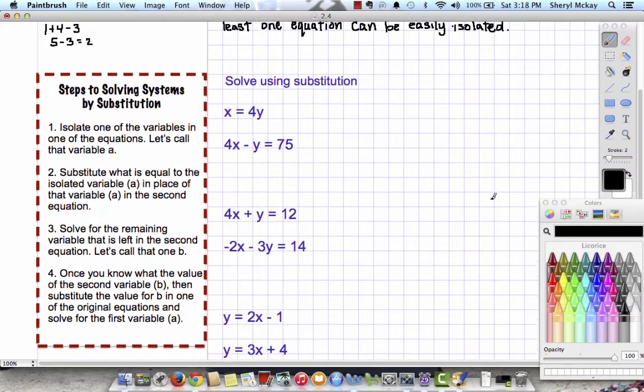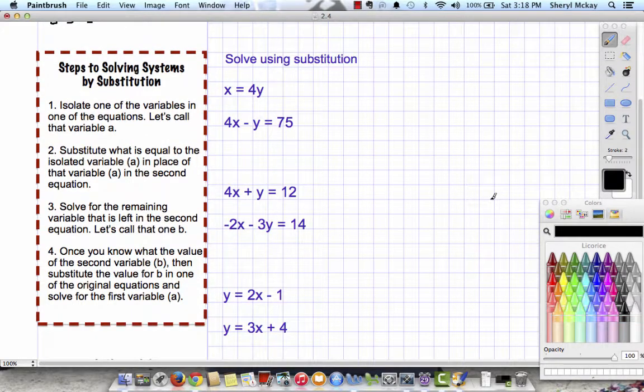Look over on the left-hand side where it says steps to solving systems by substitution. Now, this has lots of words and it's hard to explain. It's better just to see it, but I want you to be able to have these steps so that you can review them. The first thing you have to do is decide which variable you want to isolate, and then you have to isolate that variable.